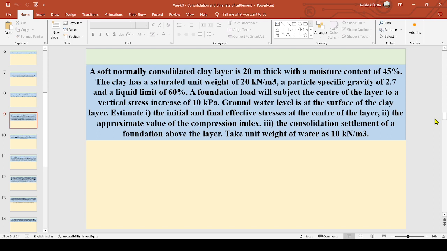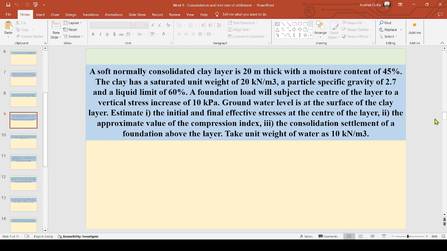A soft, normally consolidated clay layer is 20 meter thick with a moisture content of 45%. The clay has a saturated unit weight of 20 kilonewton per meter cube, a particle specific gravity of 2.7, and liquid limit of 60%. The foundation load will subject the center of the layer to a vertical stress increase of 10 kilopascal. The groundwater level is at the surface of the clay layer. Estimate number one, the initial and final effective stresses at the center of the clay layer. Number two, the approximate value of the compression index. And number three, the consolidation settlement of the foundation above the layer. Take the unit weight of water as 10 kilonewton per meter cube.